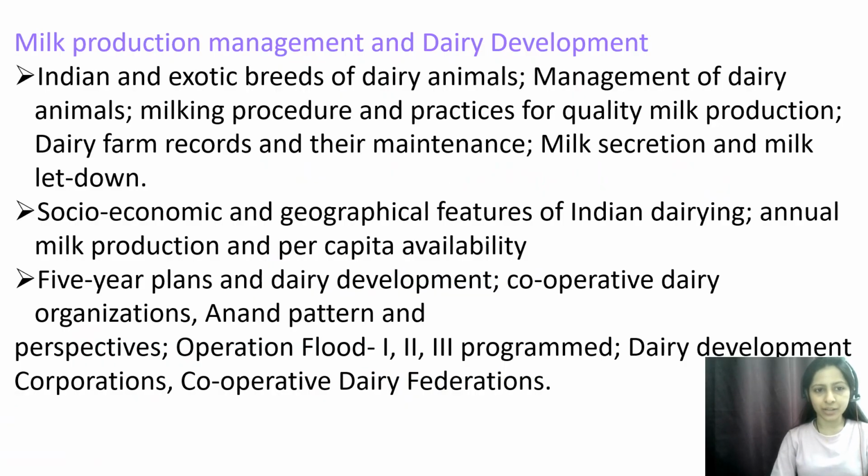So here section number 1 is milk production management and dairy development. In this you have to go through the Indian and exotic breeds of dairy animals, management of dairy animals, milking procedures and practices for quality milk production, dairy farm records and their maintenance, then socio-economic geographical features of Indian dairying, annual milk production and per capita availability, 5-year plans of dairy development, cooperative dairy organizations and Anand pattern. So this is important. Its perspectives, that is Operation Flood 1, 2, 3 programs, dairy development, cooperative dairy federations. So this is your section number 1.